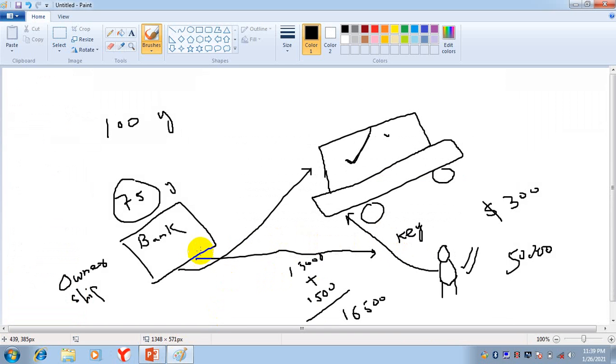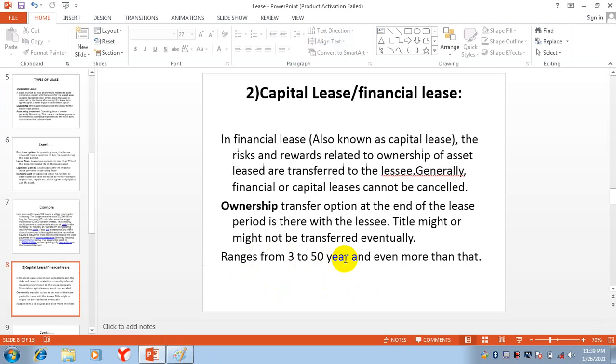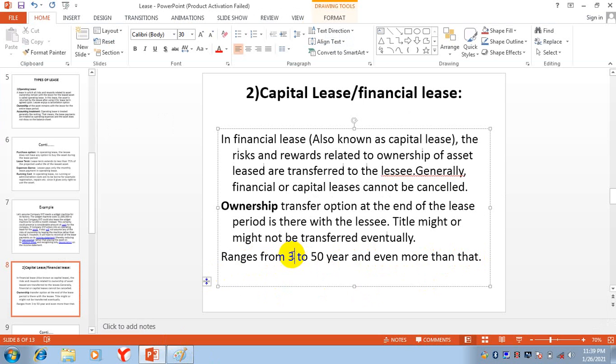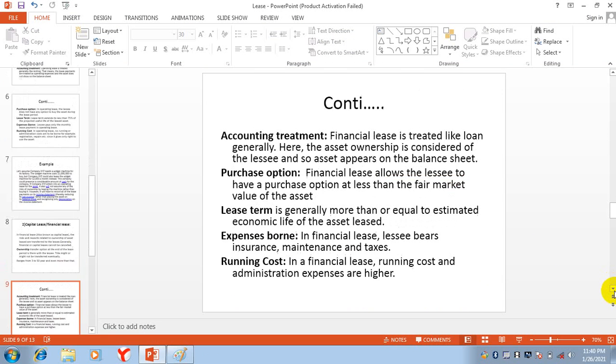Now here, title will not be transferred at that time. But at the end of the lease, this title will also be transferred to the customer. The lease term ranges from 3 to 50 years and even more than that. For car financing, it is less; for home financing, it is more. So this is what the capital lease is.